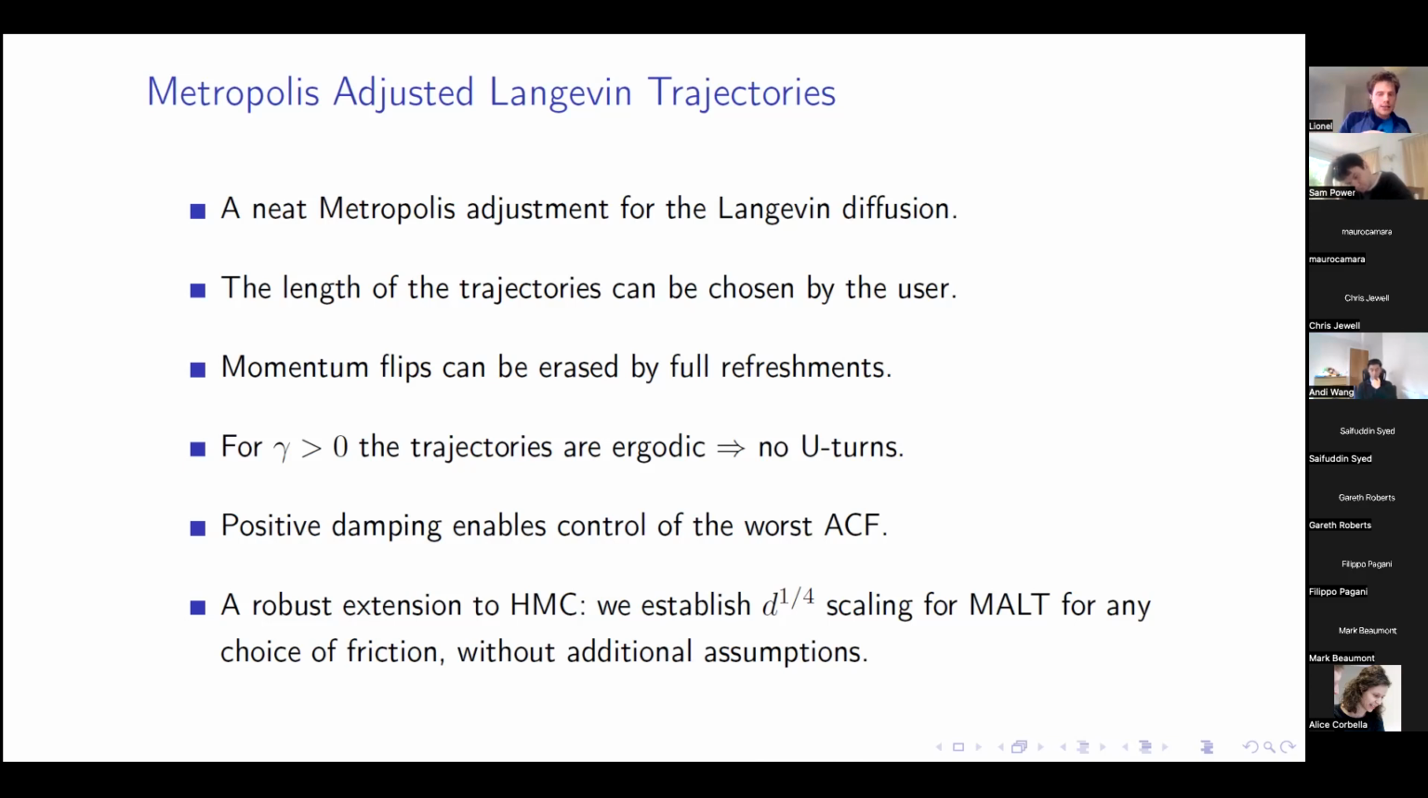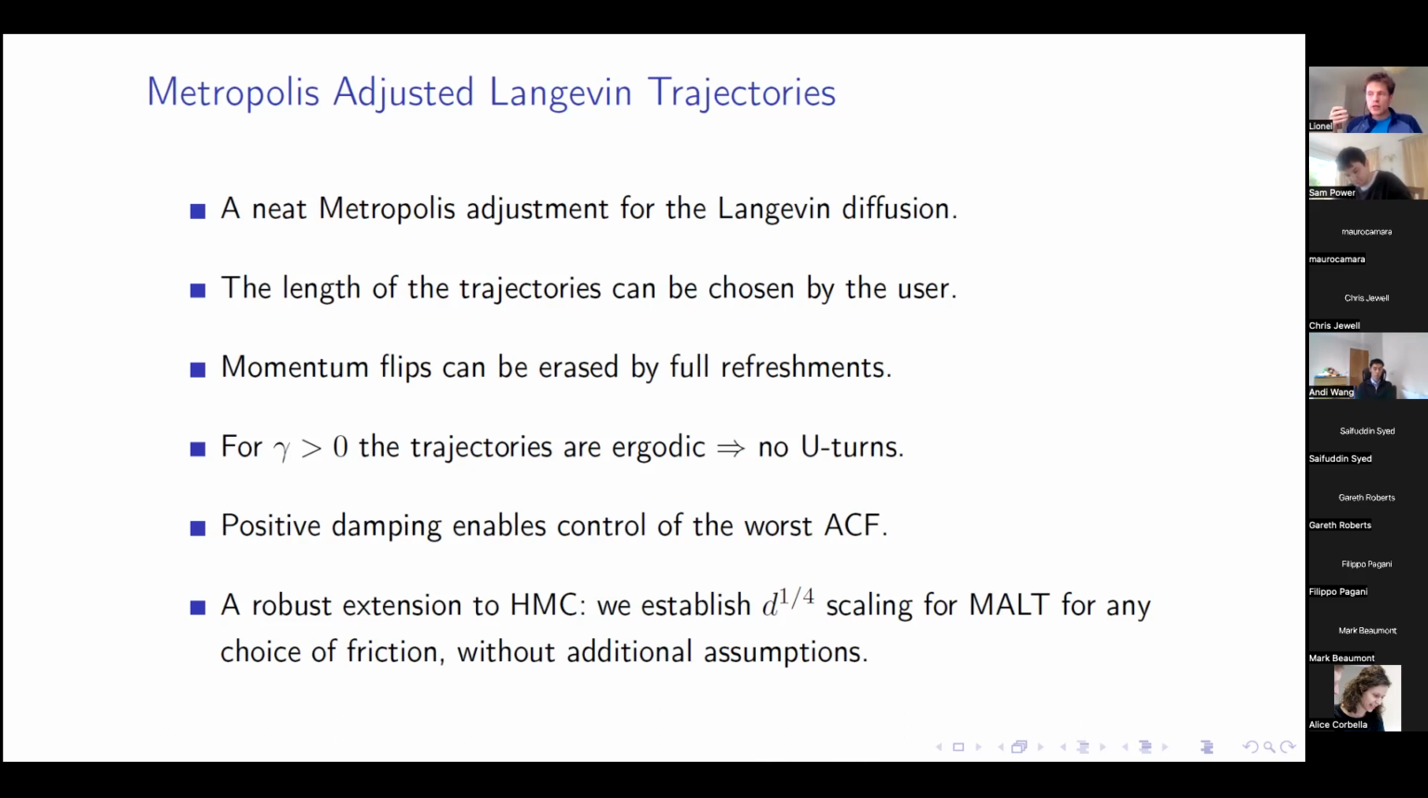We also highlight here that if you choose positive damping, we have somehow illustrated that positive damping can enable robustness of tuning the integration time, because you can get some uniform control over all the ACFs at once, which you can't really do for gamma equal to 0.